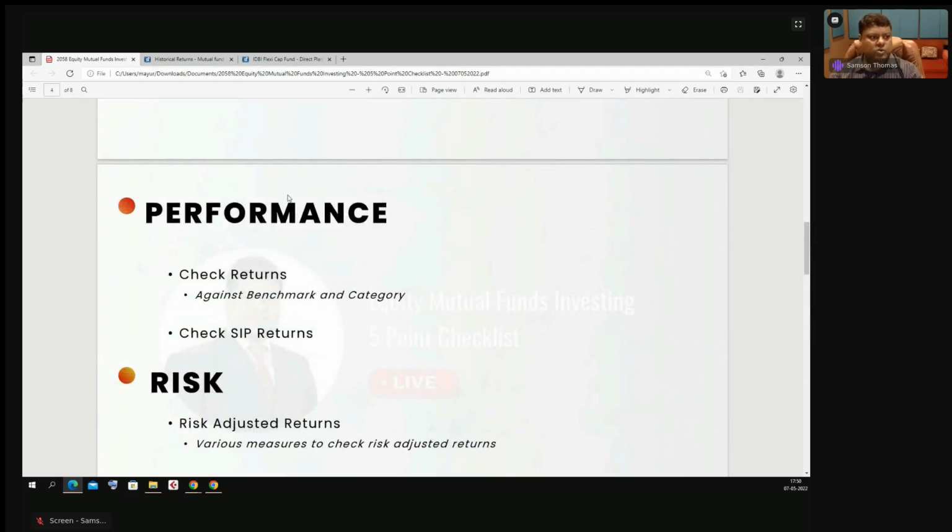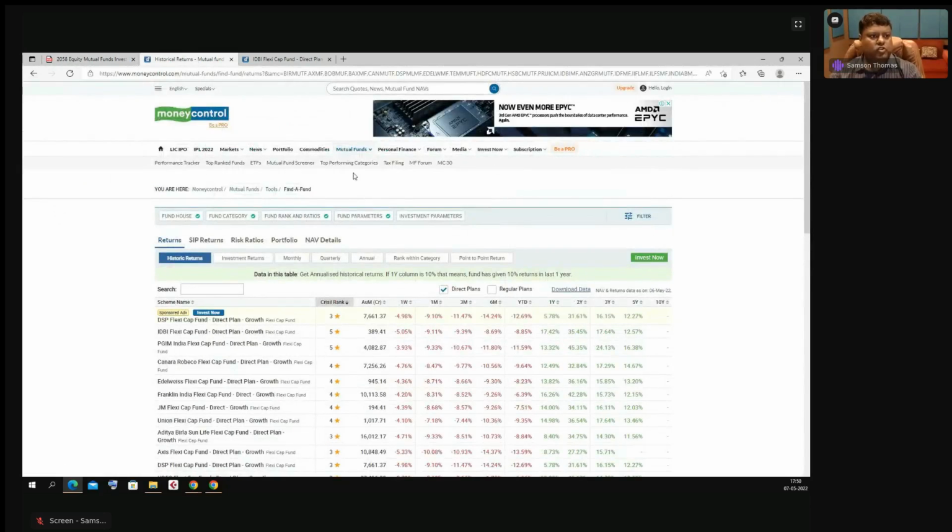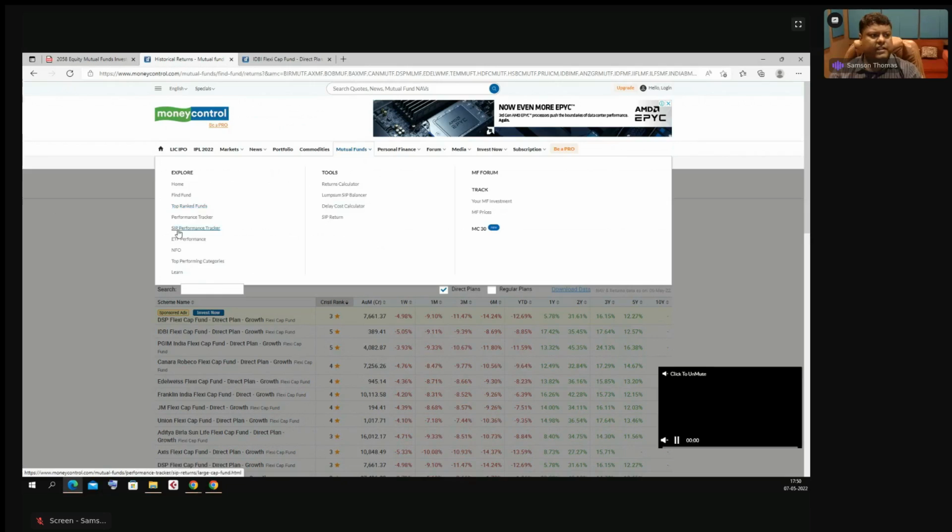So let's see how you will check the performance of a fund. Okay, this is moneycontrol.com, and you come into mutual funds here, and I am seeing here the performance tracker.